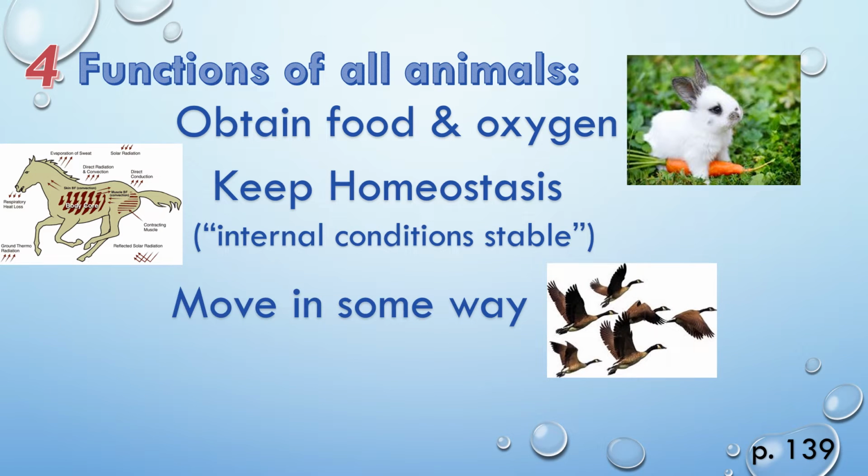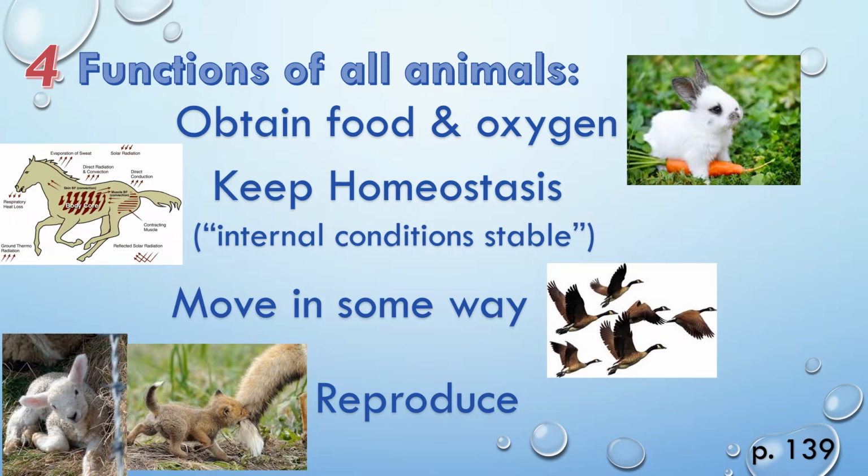The third one is they move in some way. We have four different examples here. We have a rabbit that hops and runs. We have a horse that runs and gallops. We have birds that fly, right? So all animals are going to move in some way. And then the fourth one is they reproduce, right? Once again, if they are in the same species, then they are able to reproduce offspring that are able to reproduce.